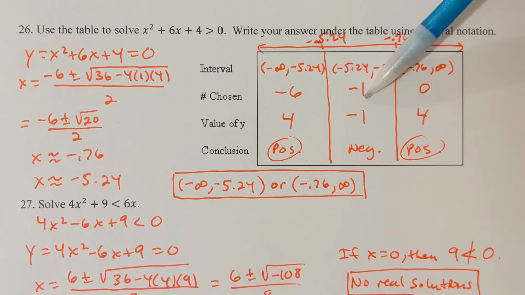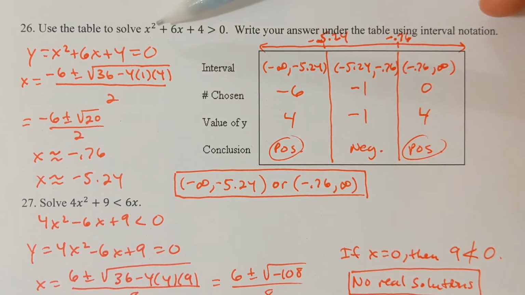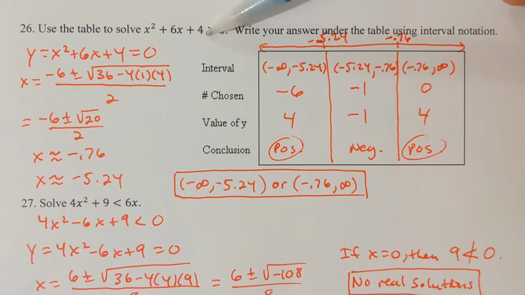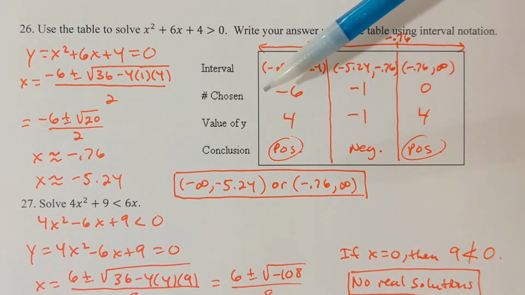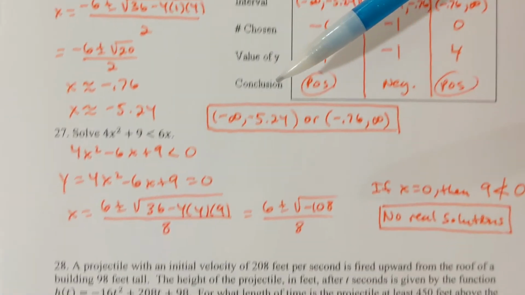So like if x is negative 1, for example, negative 1 squared is 1, minus 6 is negative 5, and then plus 4 is negative 1, right? Negative 1 is not bigger than 0, right? That'd be false. So, okay.